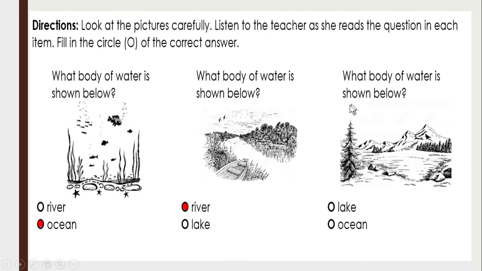What body of water is shown below? Lake or ocean? Very good. The answer is lake. Next.